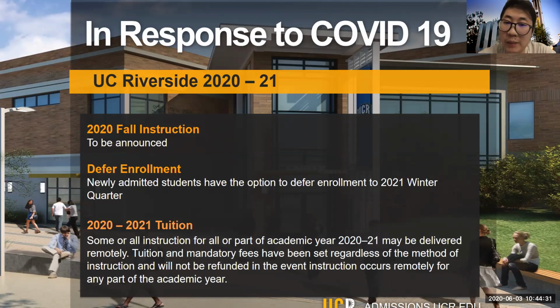And for tuition, we have the same tuition across campuses. We differ by a couple hundred dollars, but most likely nothing's going to change this year either. The tuition is going to remain the same, whether the classes are taken online, remotely, or offered in person. And just to give you an idea, the tuition right now for a non-resident student is about $45,000 per year.